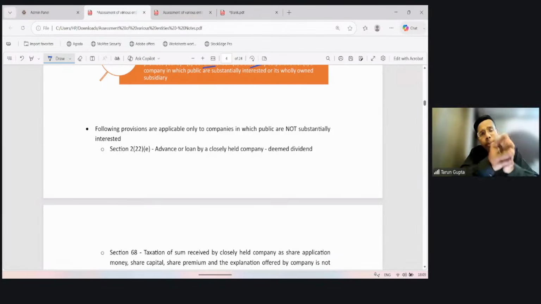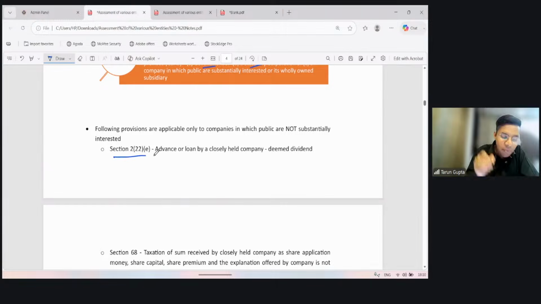Okay. Similarly, there are some provisions which are applicable only to the closely held company, which are not applicable on a widely held company. So, these restrictions, these compliances are to be made only by the closely held company. Closely held company means the company in which public is not substantially interested. In layman terms, we understand it as a company which is not a listed company. Okay. So what are those provisions?